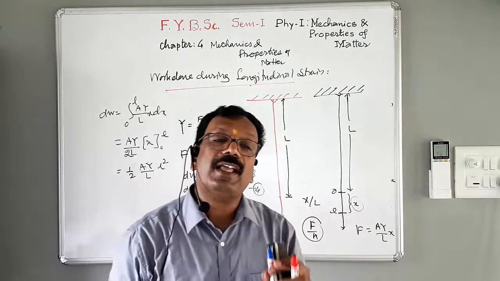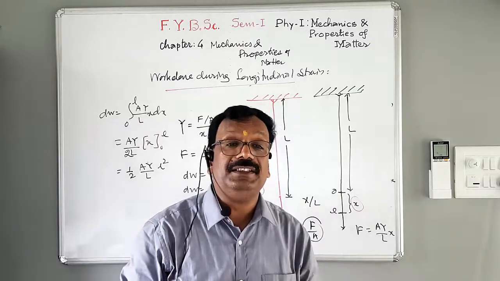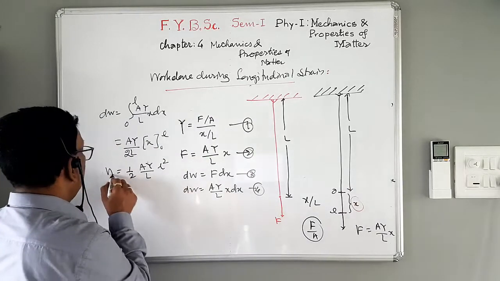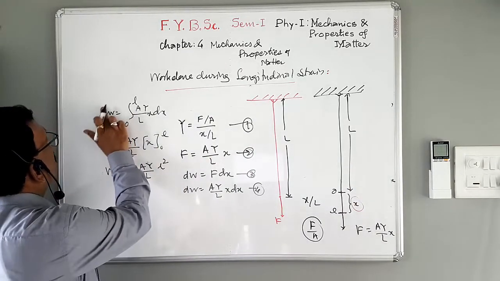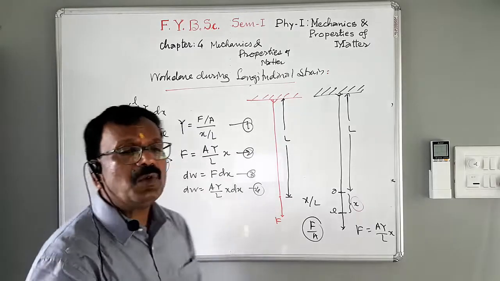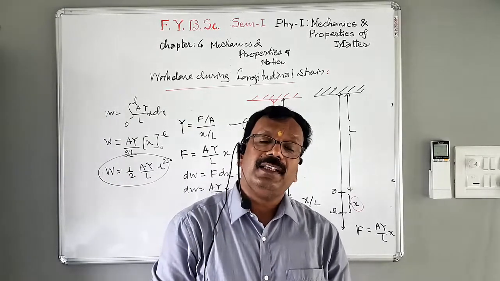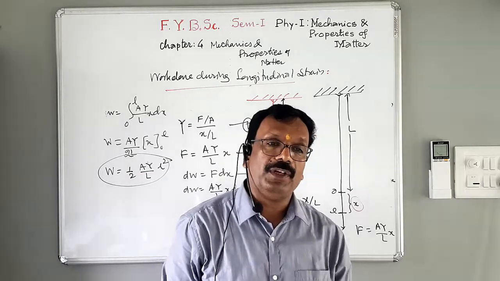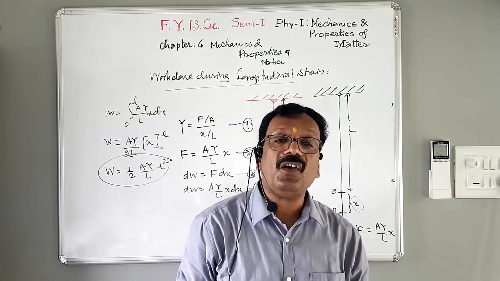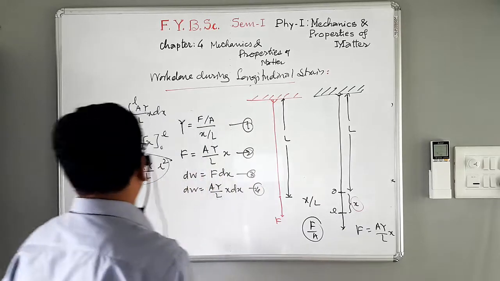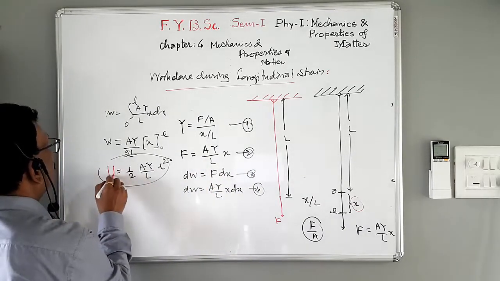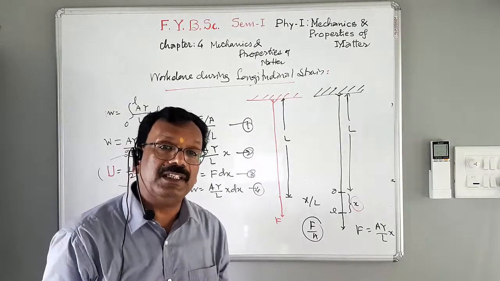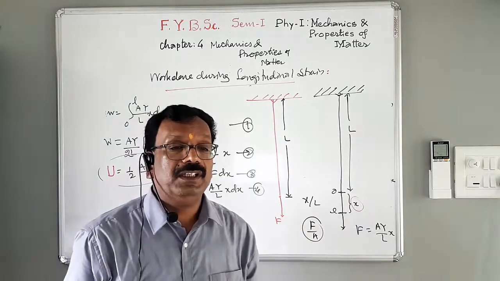This work done is stored in the wire as elastic potential energy. What I say? This work done dW is stored in the wire as elastic potential energy. Thus, the elastic potential energy of the stretched wire is U, because the same work done is stored into the wire in the form of elastic potential energy. This is nothing but elastic potential energy.